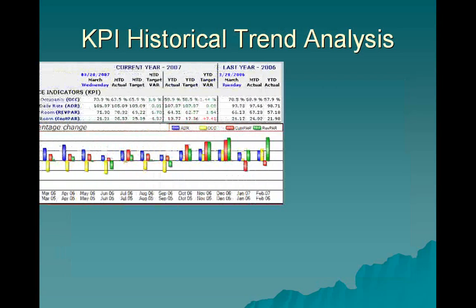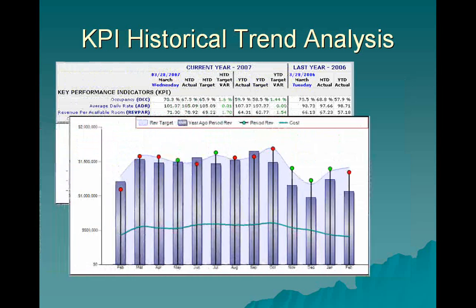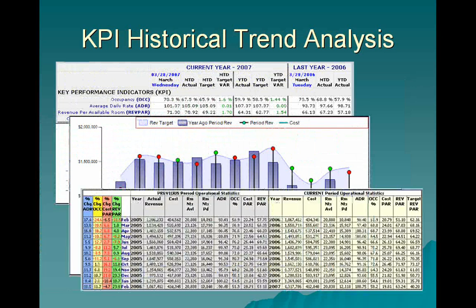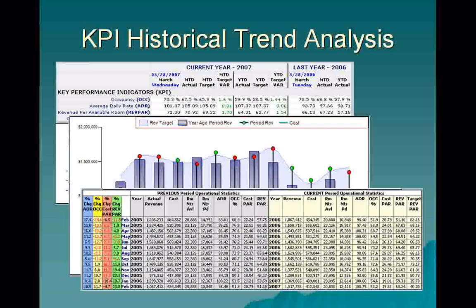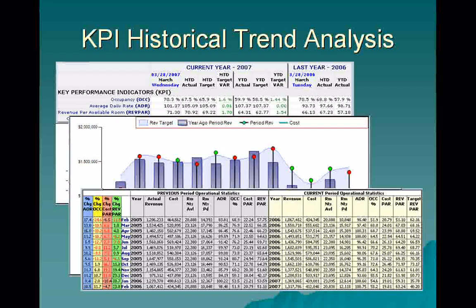The Historical Key Performance Indicator Trend Analysis Module Report provides daily, month-to-date, year-to-date and previous year occupancy, average daily rate, revenue per available room and the cost per available room historical KPI statistics for a resort, in two graphical charts and a table. The first, KPI percentage change chart, reports the change in variance between accounting periods for each KPI. The second charts combine current revenue targets, actuals, previous year's revenue, costs and an indicator for attaining or not meeting targets.